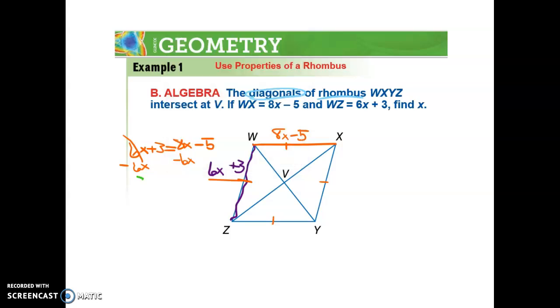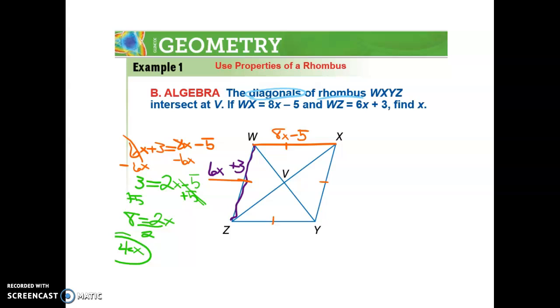So that gives us now 3 equals 2x minus 5. Okay, we're going to go ahead and add 5 to both sides. Cancels these ones out. Gives me 8 equals 2x. Divide both sides by 2. Gives me 4 equals x. I think that's all we're solving for, is just that right there.